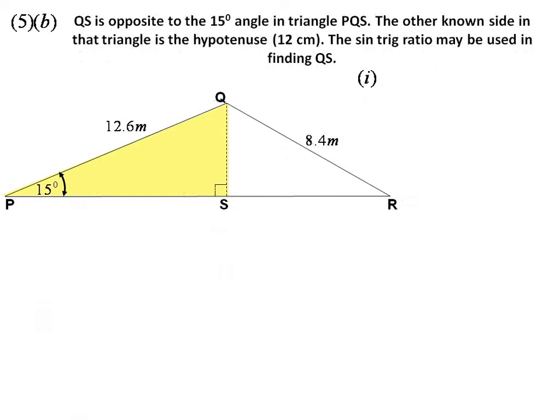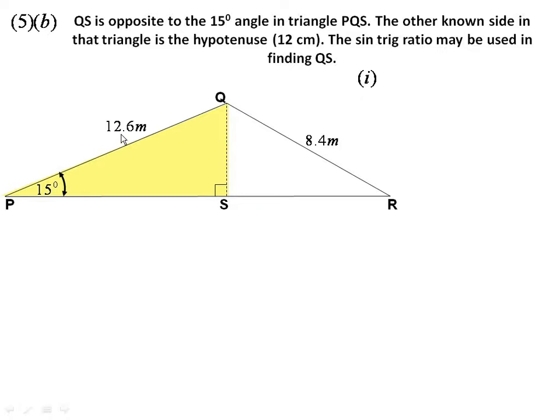QS is opposite to 15 degrees. And of course, the triangle PQS is right angled. So QS in this right angled triangle is opposite to the angle that is 15 degrees. That is PQS. QS is opposite to the 15 degrees angle in the triangle PQS. So this is QS and it is opposite to the 15 degrees angle.